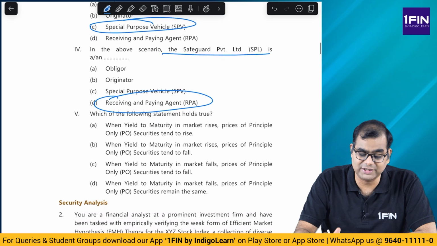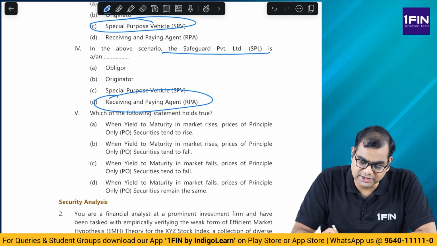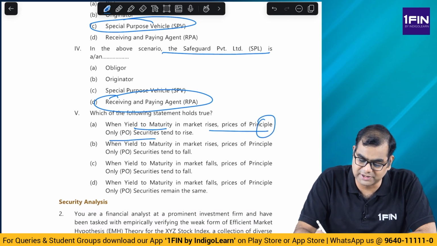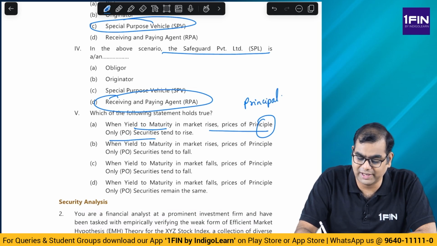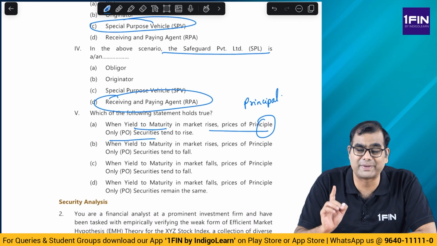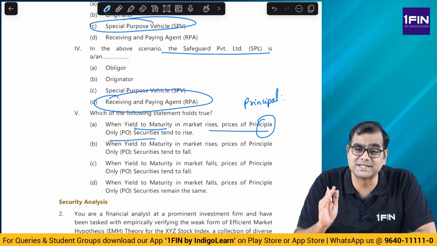Okay. Then the fifth question, this is a very interesting question. Which of the following statements holds true? When yield to maturity in the market rises, prices of principal... Okay, they made a stupid mistake here. It is not "principle", it is "principal". I have taught this in security valuation of bonds. It is principal, your school principal.